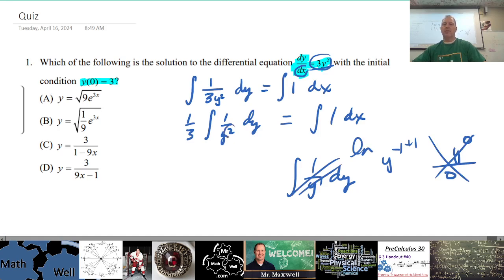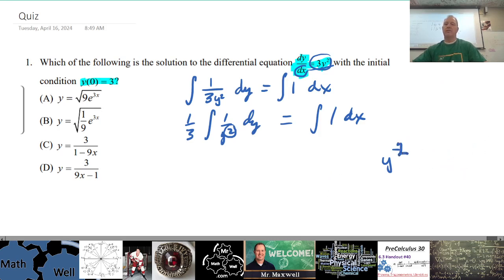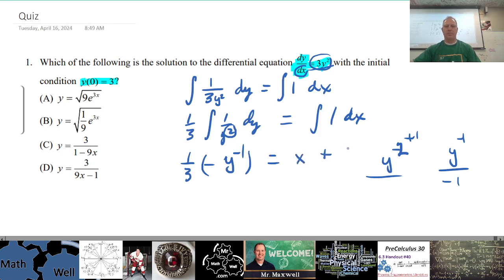But if there's a variable other than 1, then you can just treat it like this would be y to the negative 2. You see? So now if you add 1 to this exponent and divide by that, then it's y to the negative 1 divided by negative 1. So then it's okay, you don't have to do the ln here. So that's going to be negative y to the negative 1. And this is just going to be x, and then we're going to plus c. Okay, does that make sense?